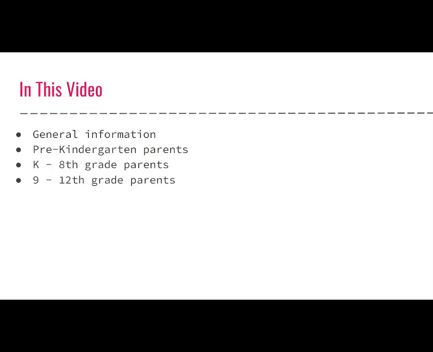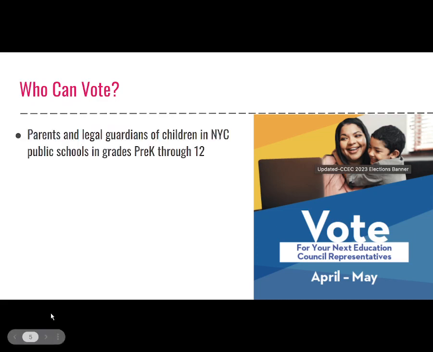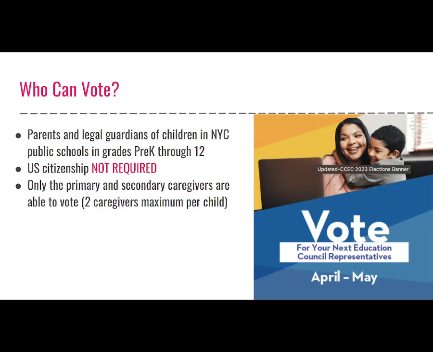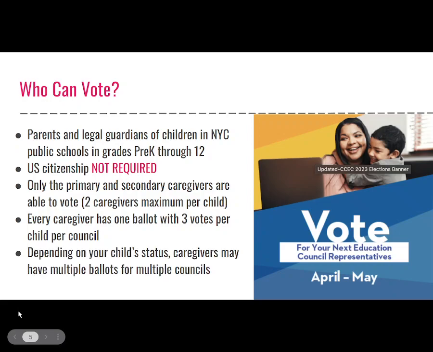grade parents vote, how high school parents vote, and how parents of students in District 75 vote. Who can vote? Parents and legal guardians of children in New York City public schools in grades pre-K through 12 can vote. U.S. citizenship is not required. Only the primary and secondary caregivers are able to vote. That means 2 caregivers or parents maximum per child. Every caregiver has 1 ballot with 3 votes per child per council.